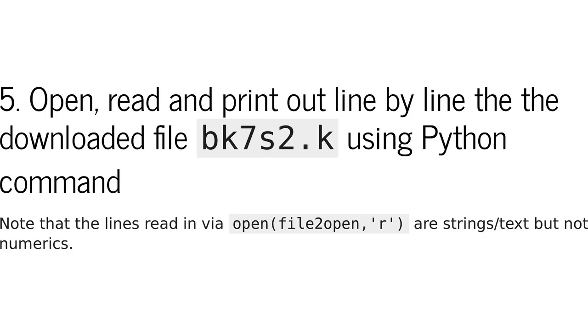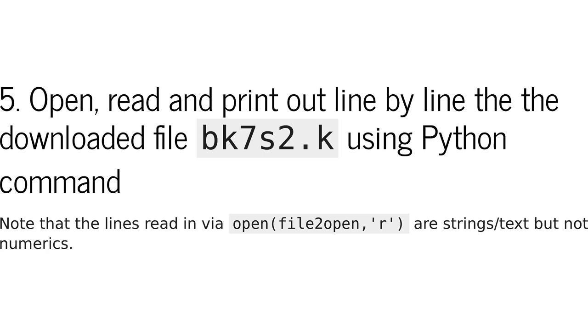Once we have downloaded the bk7s2.k file, our next step is to inspect its contents. We will use Python commands to open this file, read its data line by line, and then print each line to the console. It is important to remember that when Python reads lines from a text file, using a command like open, file2 open, r, and then readlines, each line is treated as a string of text. These are not automatically interpreted as numerical values, even if they appear to be numbers in the file.